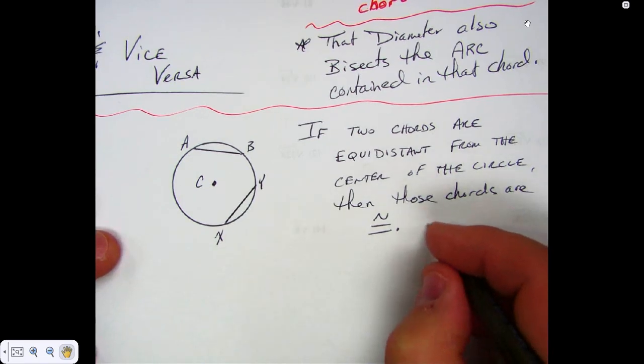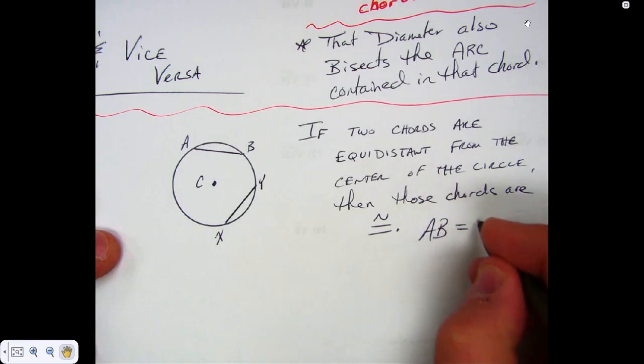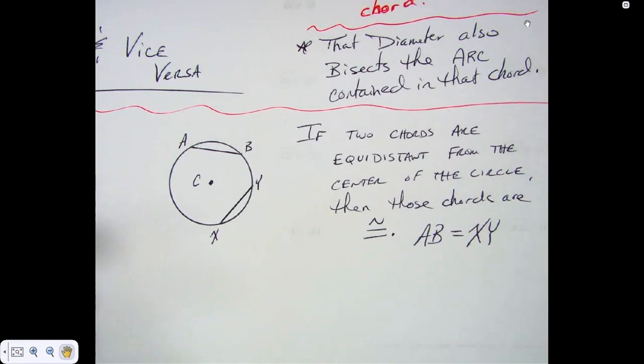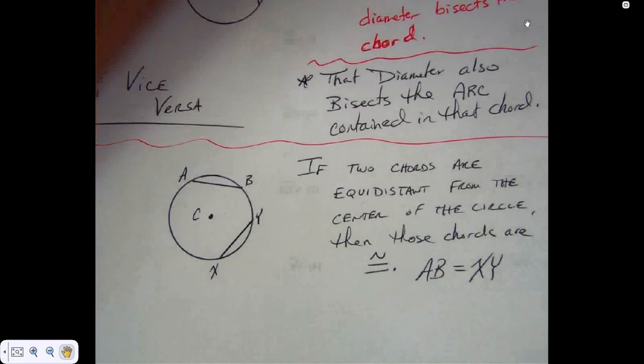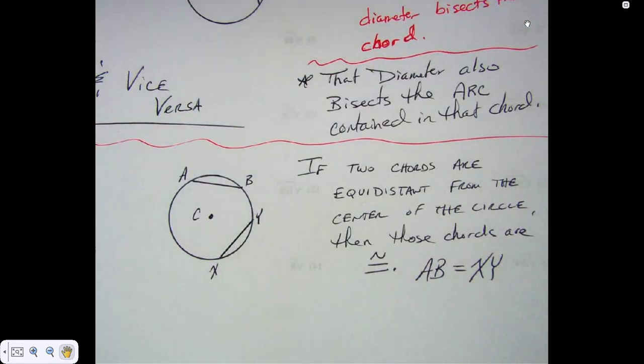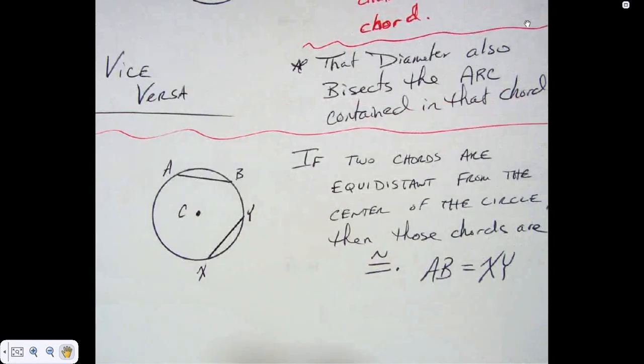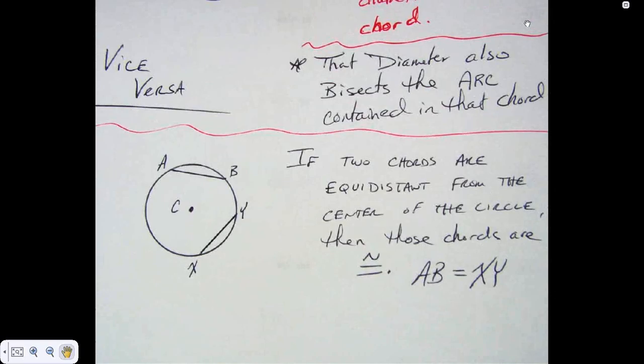In other words, AB would equal what? XY. Liam? How do I figure out the distance from a point to a line? Anybody?